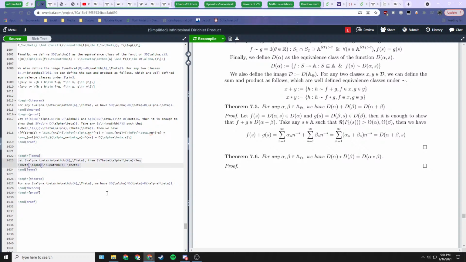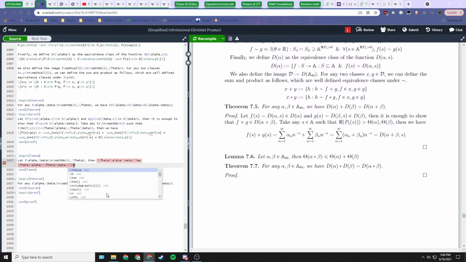let me think on that. Less than or equal to the theta value of alpha, I think, plus theta of beta. Which is also less than infinity.